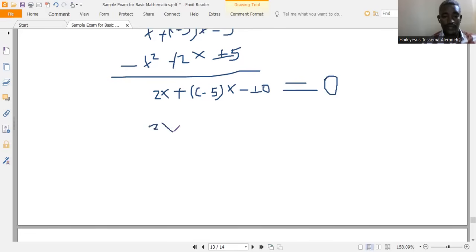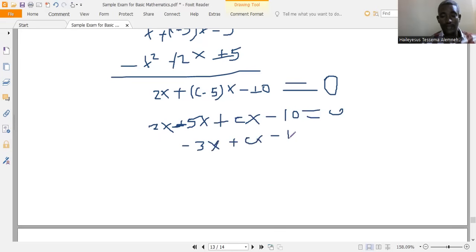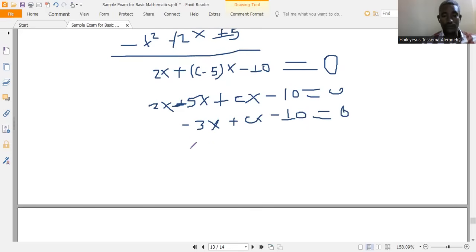So 2x minus 5x plus cx minus 10 is equal to 0, which is 2x minus 5x, minus 3x plus cx minus 10 is equal to 0. So which is c minus 3x is equal to 10.